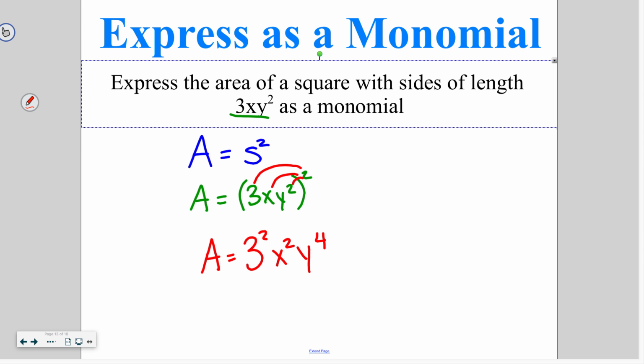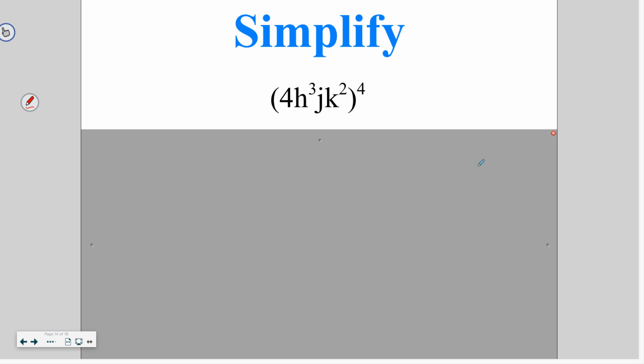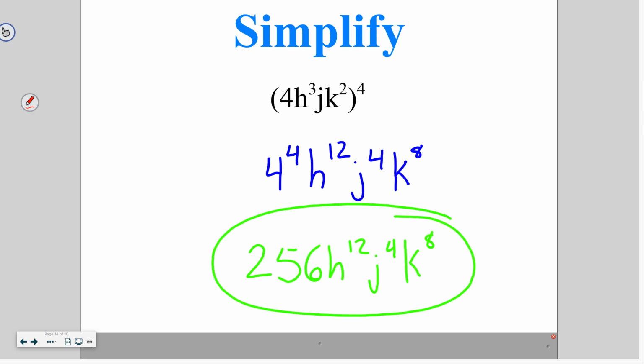If I wanted to go ahead and finish simplifying, I could say A is equal to 9x squared, y to the 4th. So I can solve that actual numerical part of the problem. Go ahead and try this one on your own, distributing the exponent to each piece. So I've got 4 to the 4th, h to the 12th, j to the 4th, and k to the 8th. If you finish that simplification, you have 256 h to the 12th, j to the 4th, k to the 8th. If you have questions about that, please let me know when you get to class.